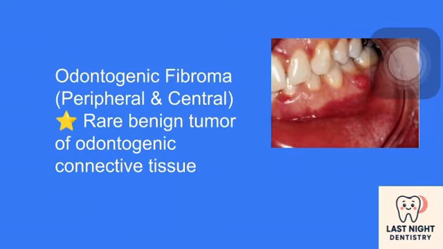Today we are covering odontogenic fibroma, both peripheral and central types. This is a rare benign tumor, but examiners love it because it looks simple and is often misdiagnosed. So understand the logic once and you won't confuse again.